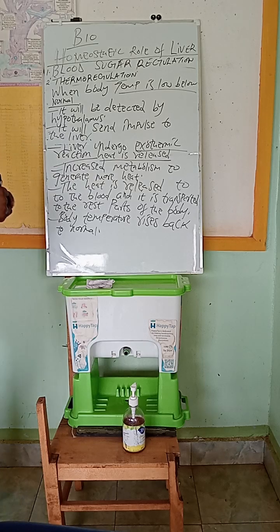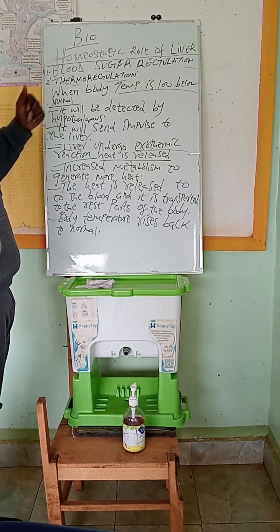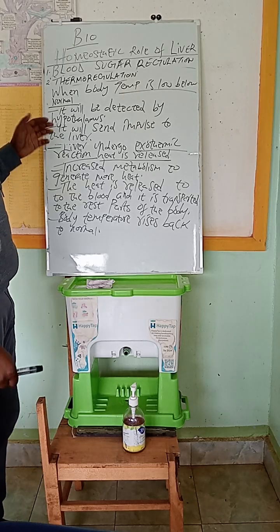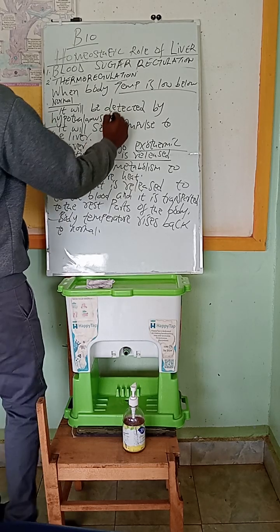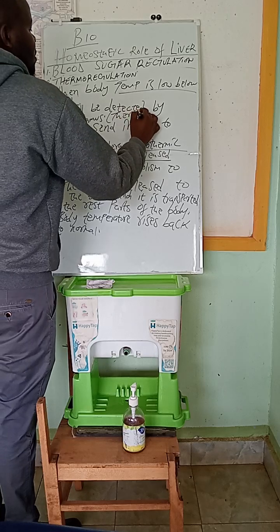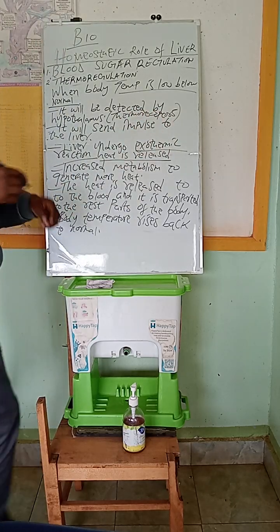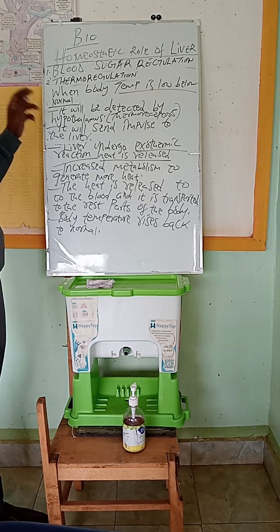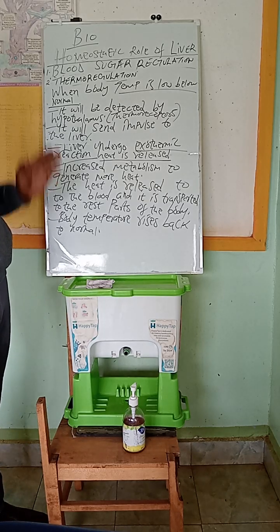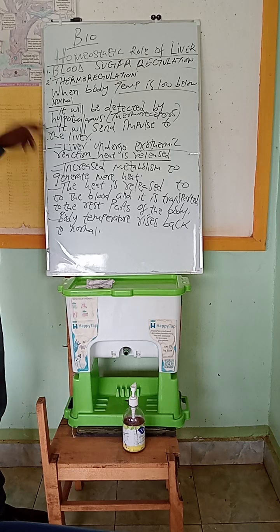Let's again do another of the same. We are saying when our body temperature is below normal, what happens? It will be detected by your hypothalamus. Which part? Thermoreceptors. The thermoreceptors are the ones which will be detecting in the hypothalamus. When it detects, it will send an impulse to the liver.